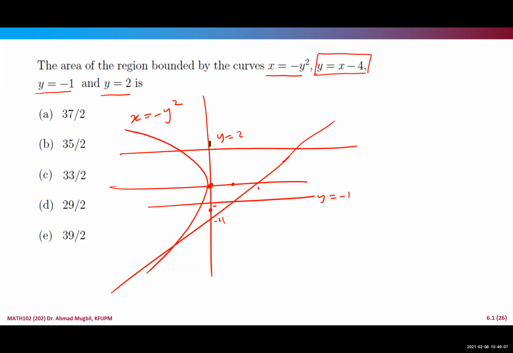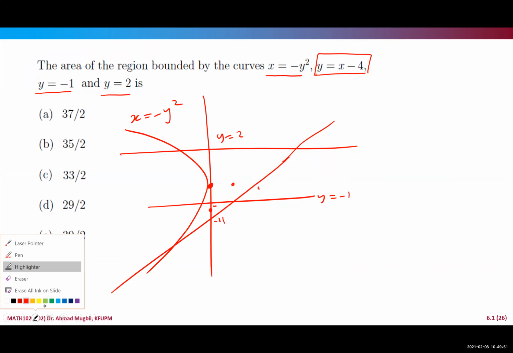I missed that graph. Where is it? Here it is. This is y equals -1. Oh, it is there. It is still there. So here it is. This is the graph that we have. This is the area. The area is this one. I need a highlighter, but with yellow, because I need to change the color. So this is the region that we want to calculate the area for.